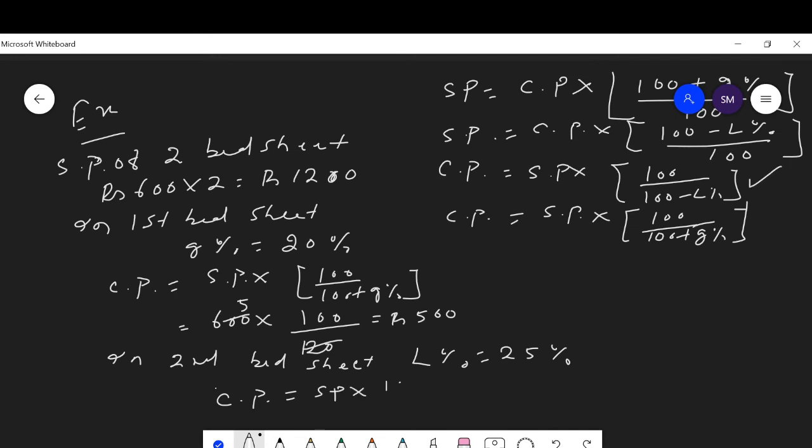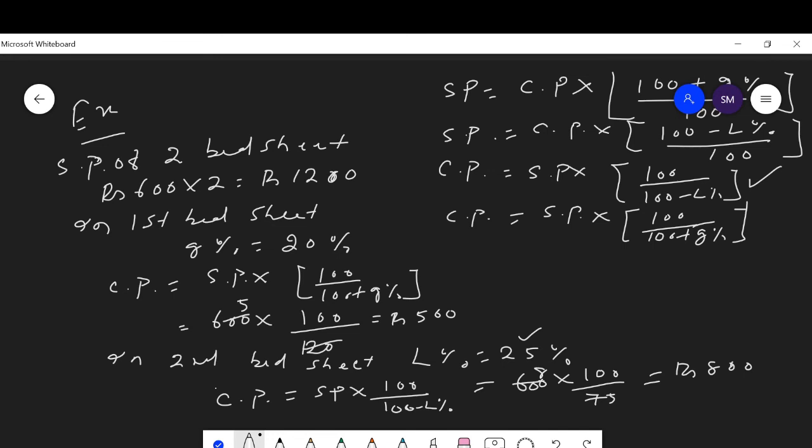SP into 100 upon 100 minus loss percent, which is equal to 600 into (100 minus 25) upon 100, where loss percent is 25, 100 minus 25 equal to 75. Then this is 8. Then here the CP is equal to 800.